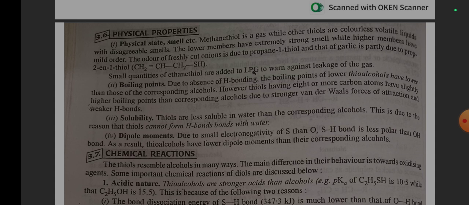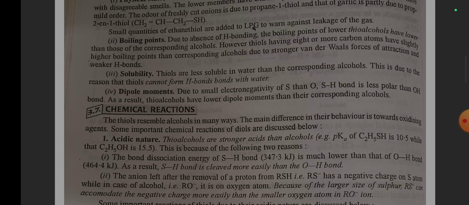Physical properties. Physical state and smell. Methane thiol is a gas while other thiols are colorless volatile liquids with disagreeable smells. The lower members have extremely strong smell while the higher members have mild odor. The odor of freshly cut onions is due to propane-1-thiol. That of garlic is partly due to propene-1-thiol. Small quantities of ethane thiol are added to LPG to warn against leakage of the gas.